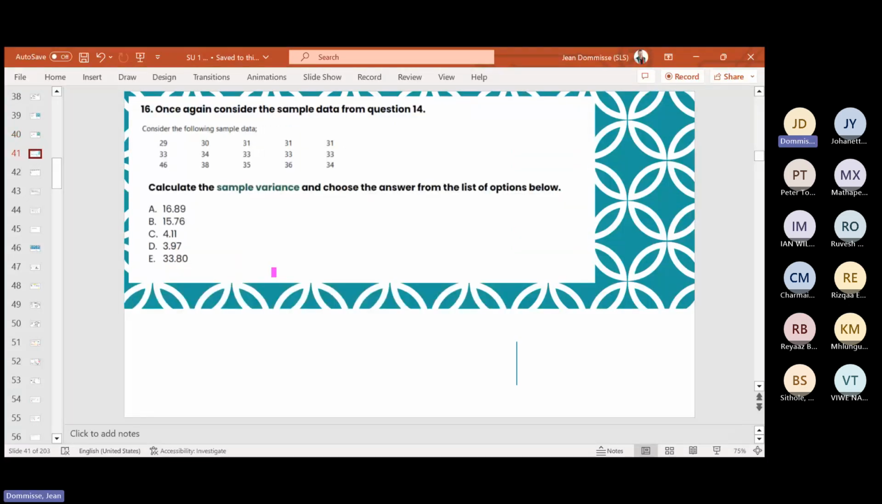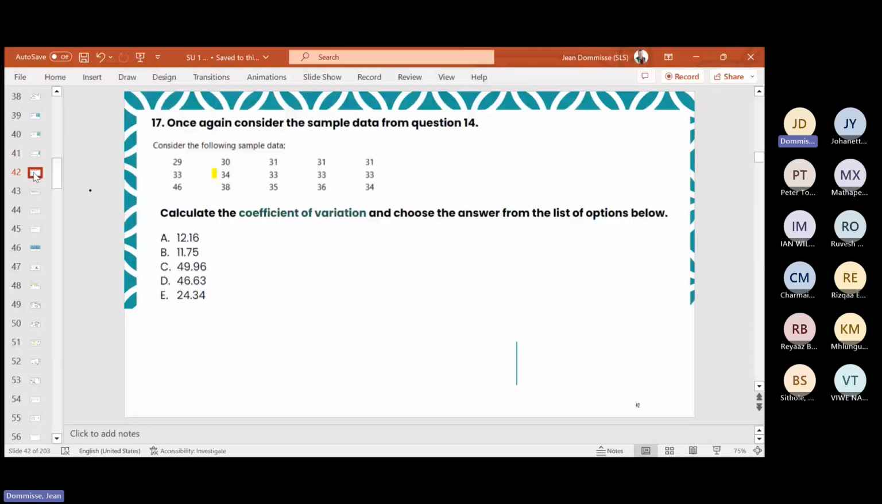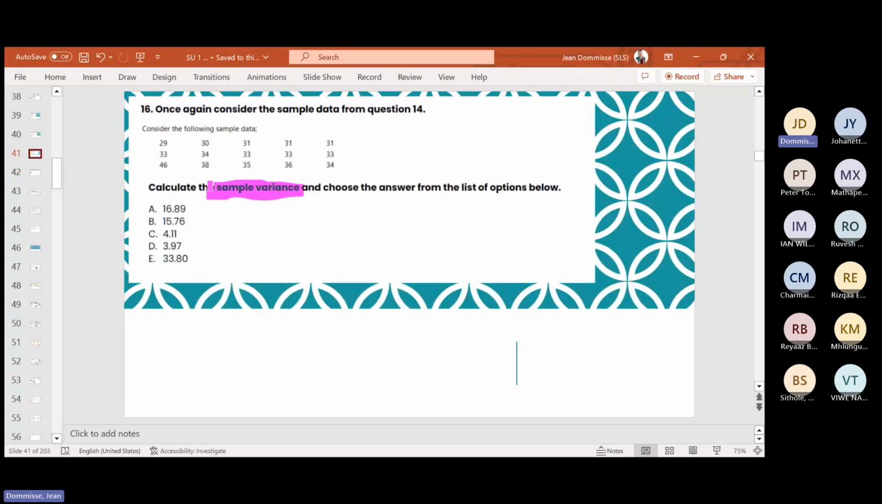So let's see. Okay, so exactly the same data. Now you need to work out the sample variance. Let's quickly see if the next one is, okay, no, it's not. Sample variance. Okay, so here they told you, let me quickly check what's the comment.